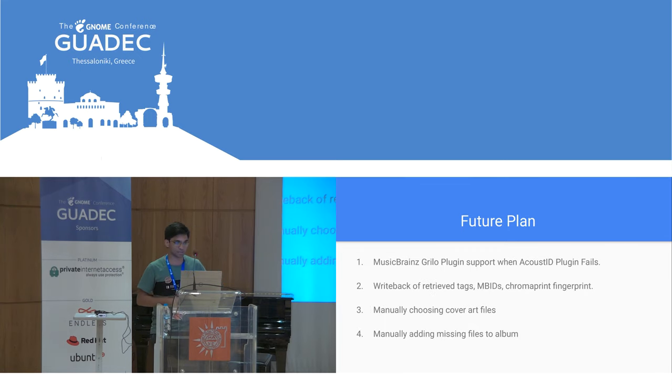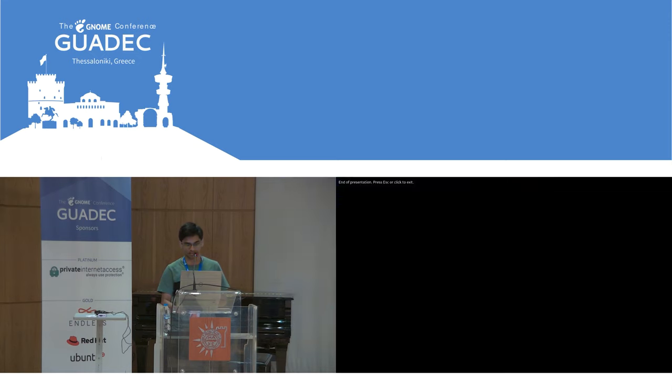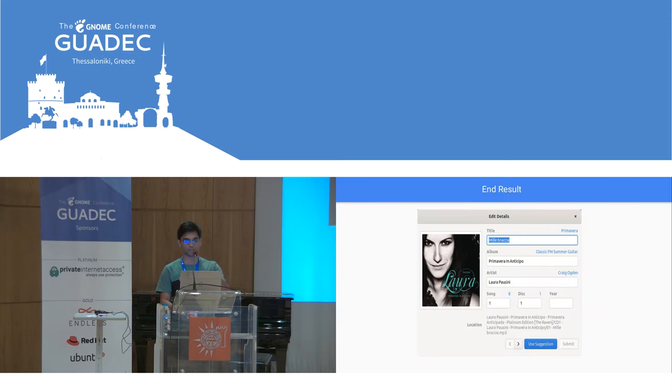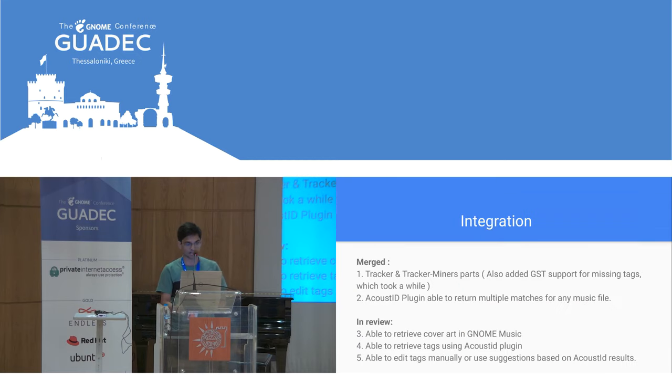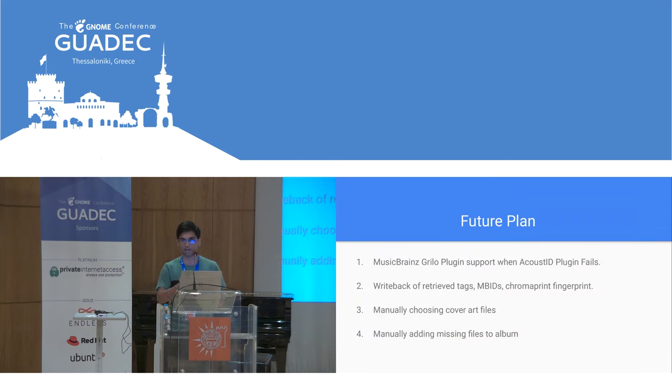So what is the future plan? The future plan is, first of all, we want MusicBrainz support also. Right now, it's fully working with AcoustID. MusicBrainz is a similar database, so we want that support also. We want write-back support. And there are some additional far-ahead goals: we want the user to be able to click the cover art and choose their own image as cover art. And we want to add missing files in an album. So these are all the future goals I have.